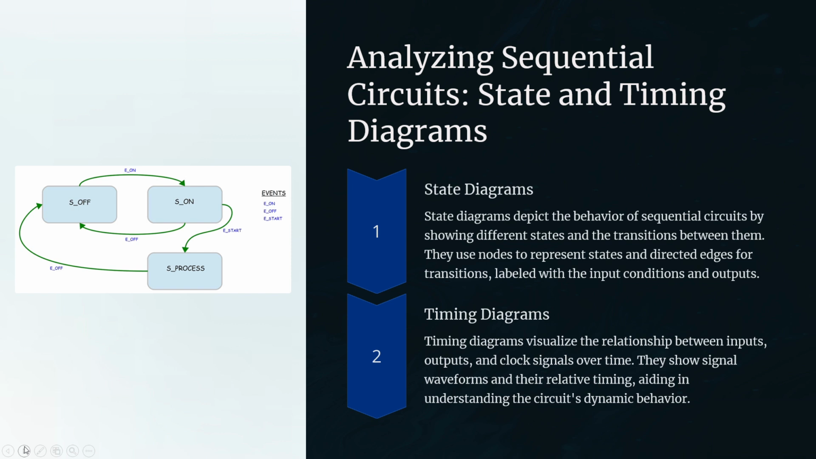Analyzing sequential circuit states and timing diagrams. State diagrams depict the behavior of sequential circuits, showing different states and the transitions between them. They use nodes to represent states and directed edges for transitions, labeled with the input condition and output. Timing diagrams visualize the relationship between inputs, outputs, and clock signals over time. They show signal waveforms and their relative timing, aiding understanding of the circuit's dynamic behavior.